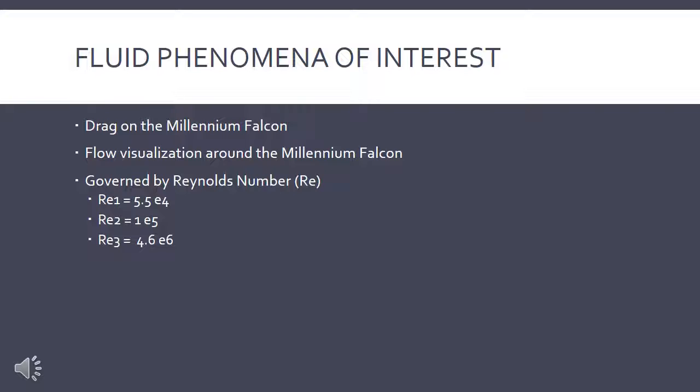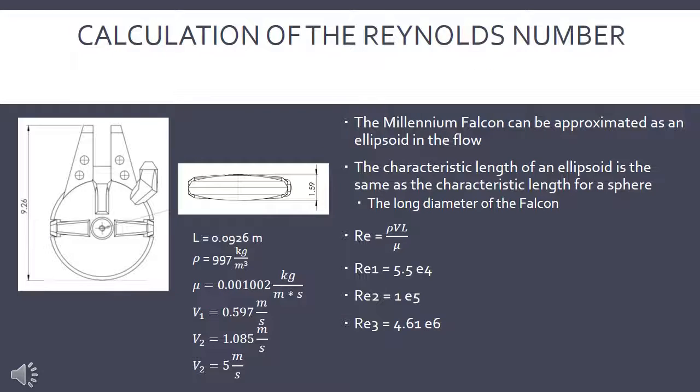We used three Reynolds numbers shown here for our analyses: 5.5 times 10 to the 4, 1 times 10 to the 5, and 4.6 times 10 to the 6. The Reynolds number was calculated by approximating the Millennium Falcon as an ellipsoid in the flow and using the long diameter of the Falcon as a characteristic length.